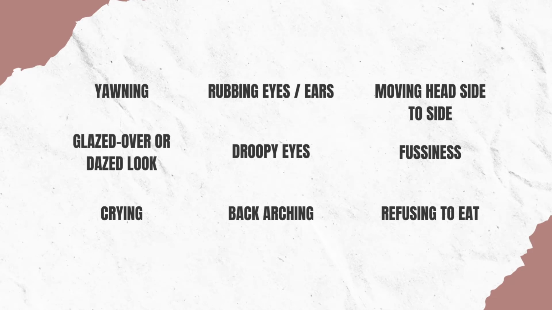Okay, so let's first talk about sleepy cues. What I read after a month of trying things without knowing about wake windows was that you need to go with the baby's sleepy cues, but stay within your wake windows. What are sleepy cues? Basically, cues that they are tired. That includes yawning, rubbing their eyes and ears, moving their head from side to side, suddenly having a glazed or dazed look, droopy eyes, fussing, crying, arching their back, and sometimes even refusing to eat. So those are sleepy cues.